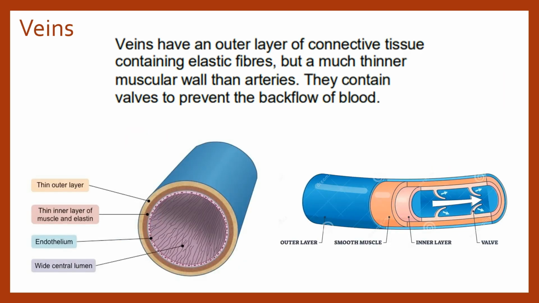Now we've got to get the blood start moving back towards the heart. So veins take blood from the tissues back to the heart. So they also have an outer layer of connective tissue with those elastic fibres the same as arteries. However, they do have a much thinner muscular wall. The blood's now moving under incredibly low pressure, so it doesn't need to withstand that high pressure that the arteries do. So they also have valves to prevent the backflow of blood, but to keep it moving towards the heart. Remember, the circulatory system is a one-way system.